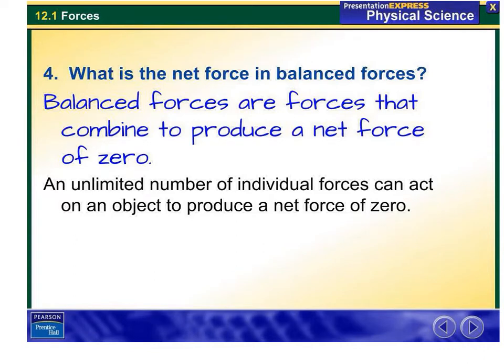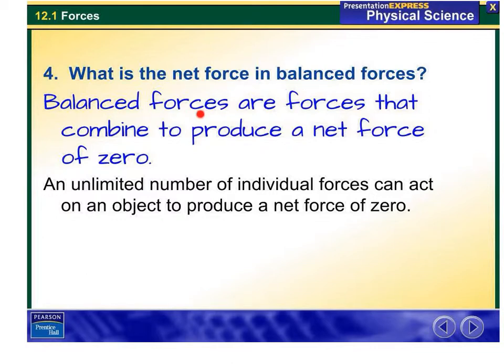Okay, this video is going to explain some of the more difficult concepts in chapter 12.1. It is not going to explain every vocabulary or concept that will be on the quiz. But let's get started with net force and balanced forces.